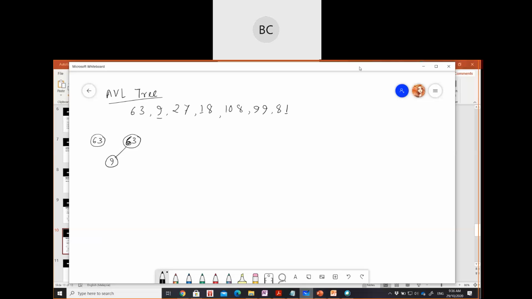Now you see the balance factor. Initially it was 0. At this point it is 1 minus 0. Balance factor is 1 here. For this node, it's 0. Okay. Next node we have 27. Okay. 27, where will we add it?